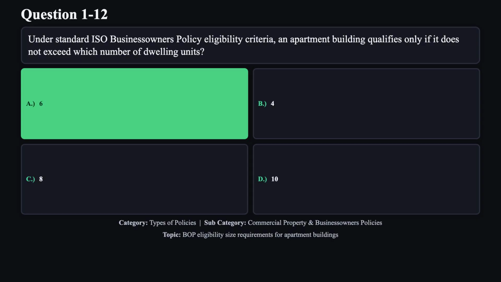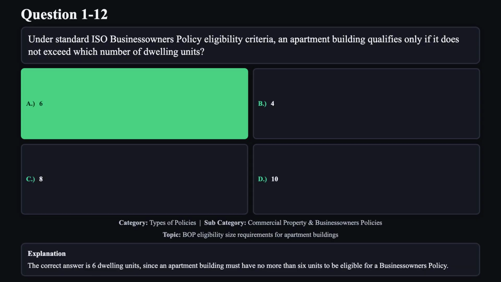The correct answer is A. The correct answer is 6 dwelling units, since an apartment building must have no more than 6 units to be eligible for a business owner's policy.